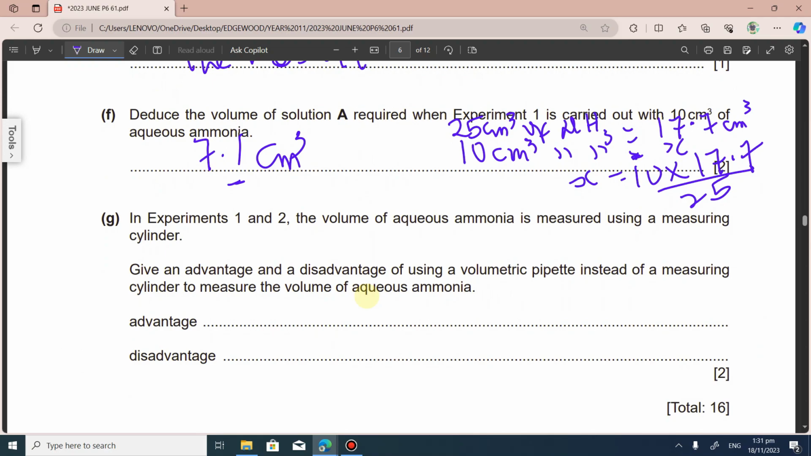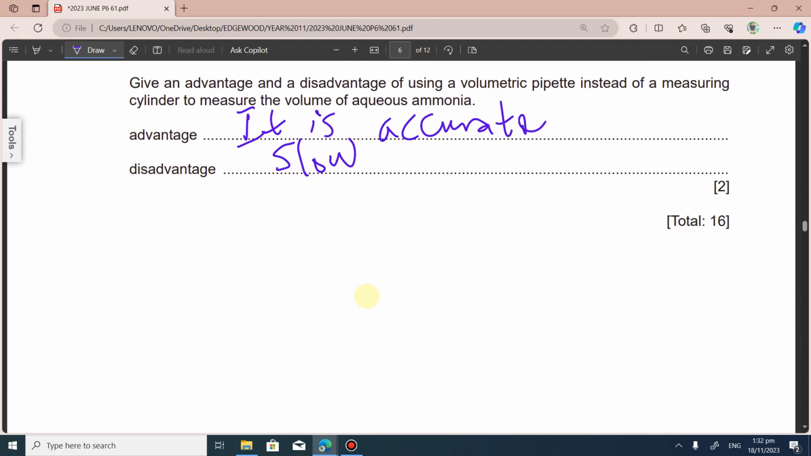So the next question, in experiment 1 and 2, the volume of aqueous ammonia is measured using the measuring cylinder. Give an advantage and disadvantage of using a volumetric pipette instead of a measuring cylinder. Now, one advantage of volumetric pipette is it has a single volume, so it is accurate. So what we just write here is it is accurate. Because it has an exact volume, it is calibrated to measure only one volume, which makes it very accurate. But the disadvantage of the pipette is that it is quite slow. So it is slow. Okay, that's the disadvantage of using the pipette.